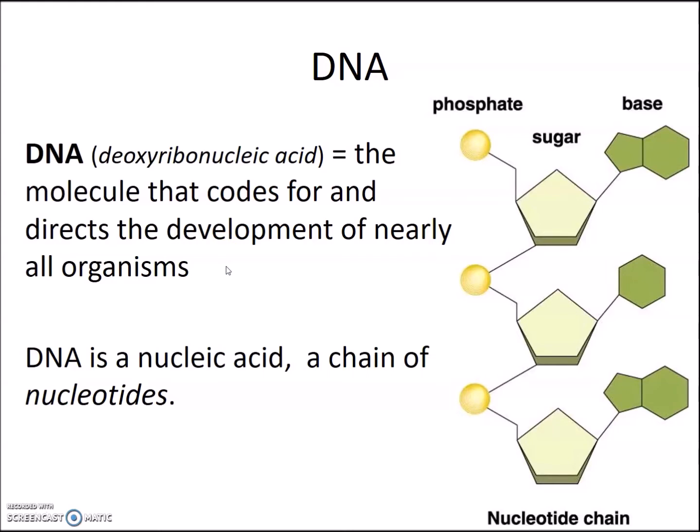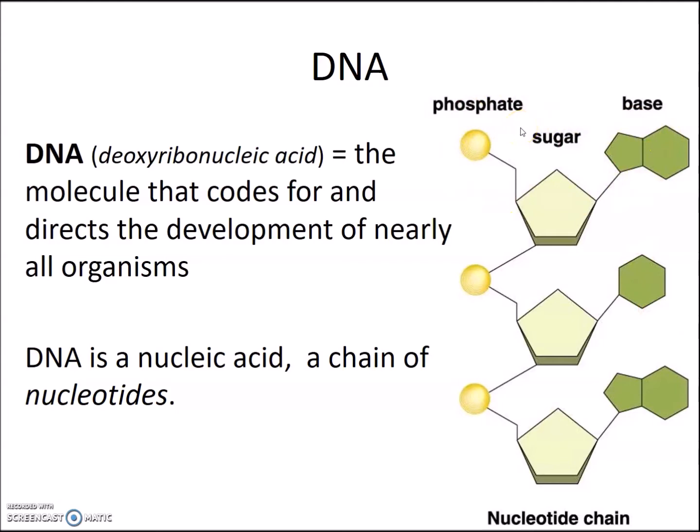A nucleotide is a nucleic acid, or a nucleotide is a subunit within a nucleic acid. If you take a look at the picture on the right, each of these units where you've got a dark green double hexagon and then a light green pentagon and then a yellowish circle, that's a nucleotide. We'll take a look at that in a minute. Here is another nucleotide, and here's a 3rd nucleotide.